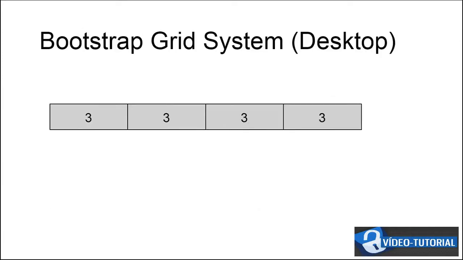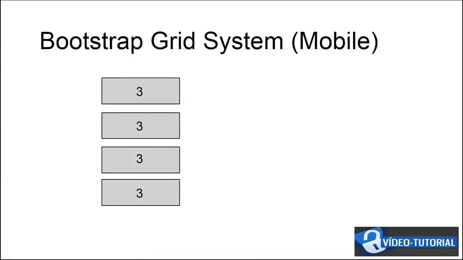Generally what we'll do is specify that a layout is meant for a certain size device, for example a desktop computer, and then the columns will automatically collapse into a vertical layout for smaller devices, unless we specifically override that behavior with additional CSS classes.